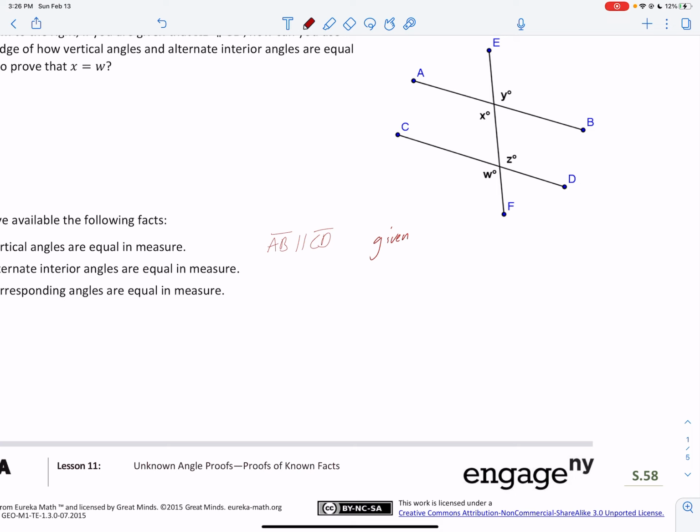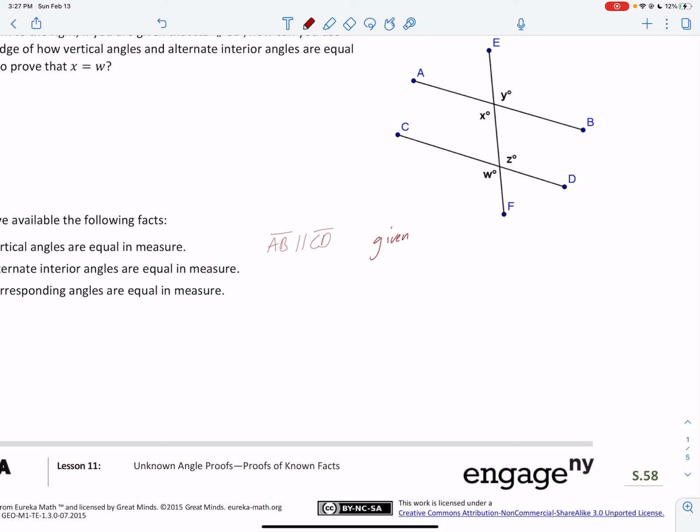We're trying to prove that x equals w. They've told us that the things we can use are vertical angles, so these things are vertical angles, and alternate interior angles, so these are alternate interior angles. Our goal is to get this equals this to prove corresponding angles. In this case, we haven't proven corresponding angles, so we can't use it. We can't use what we're trying to prove itself. It's circular, and circular logic is kind of like a fallacy.